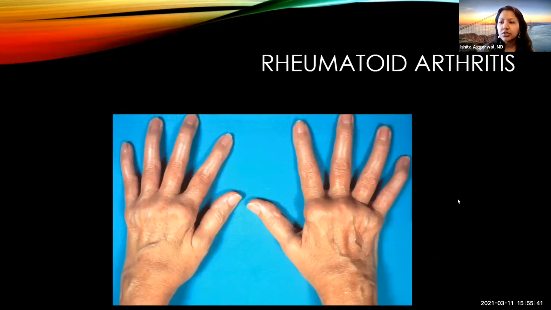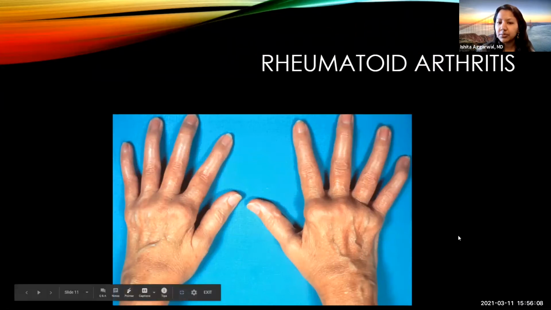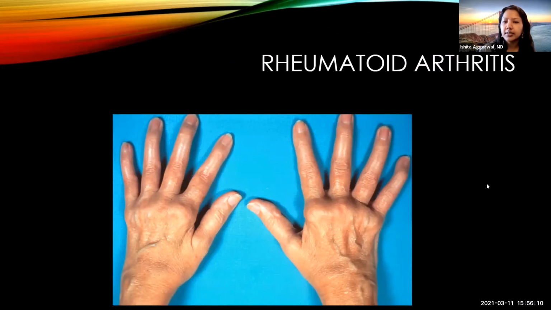So in this picture, you see the hands of a patient with severe rheumatoid arthritis. You can see that there is swelling and involvement of the joints of the MCPs, so the joints over the knuckles of the back of the hand. And you can also see what we call swan neck deformities. So there's typical involvement of some of the other joints, and also some wrist swelling, particularly of the right wrist.